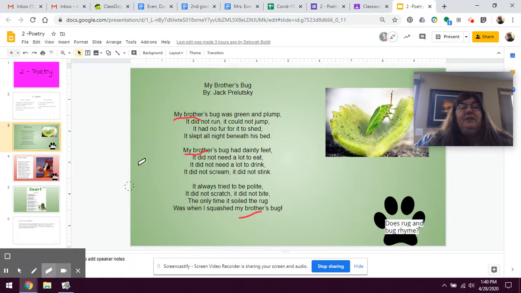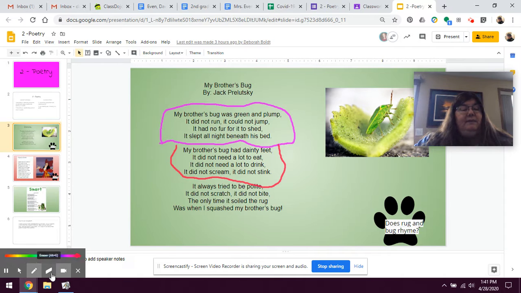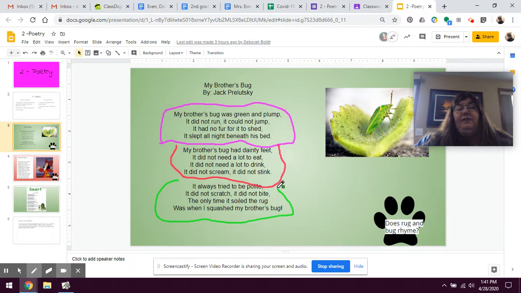The second thing we're going to look at in the story is the rhyming words and where they are located. Remember last time we talked about stanzas and we talked about lines. This story has 3 stanzas in it. And a stanza is a group of sentences that fit together. Kind of reminds me of a paragraph in a story. How many sentences are in each stanza?